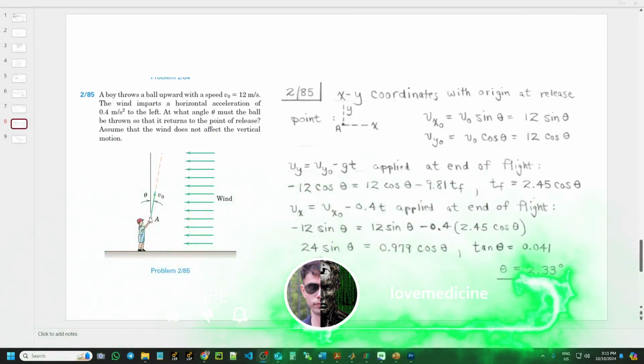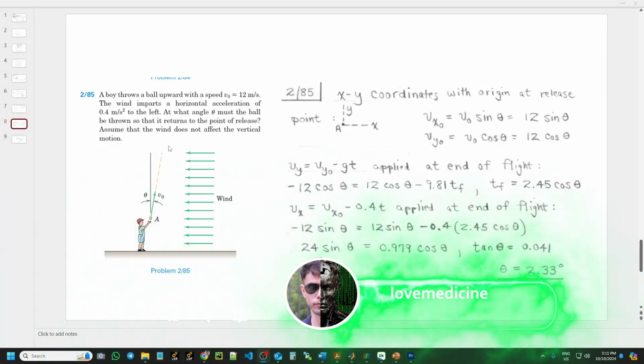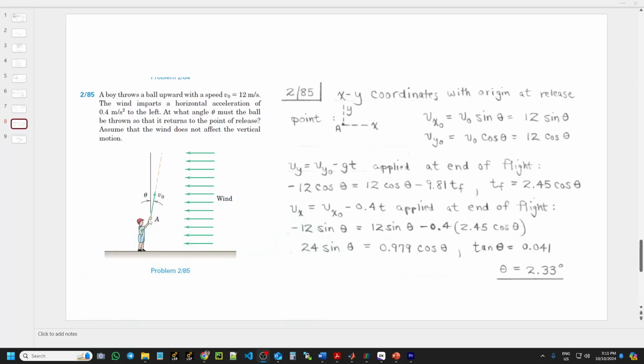Okay, we throw a ball and then it will come back to the same point. So this is our xy coordinate. The first thing that you need to show, this is the positive x and positive y, and it should be a dashed line. So the v0x is v0 sine theta. Okay, sine theta. And v0y is v0 cosine theta. This one's v0x is this one.